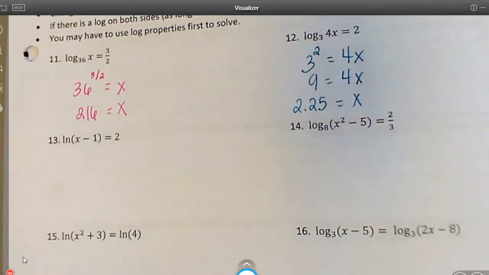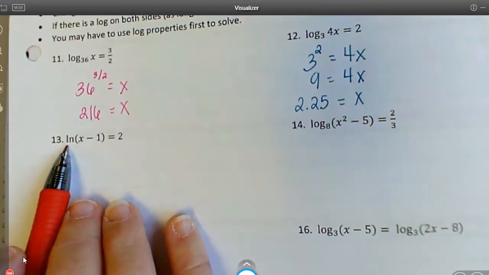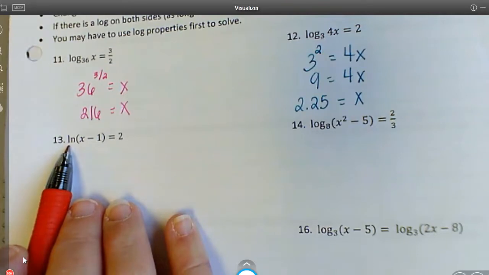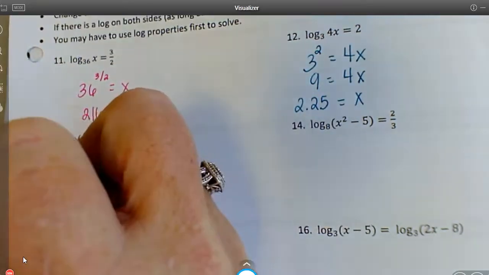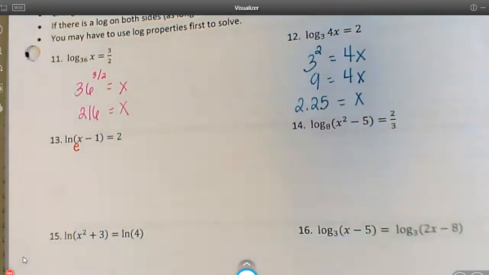So basically, you either write it in log form or exponential form, and then you do it the other way and solve it. Let's look at number 13. This one looks different. What looks different about number 13? I don't see a power. I don't see a base. But it's an ln, and so what's the understood base? E. So I know there's an e down there, even though I don't see it.